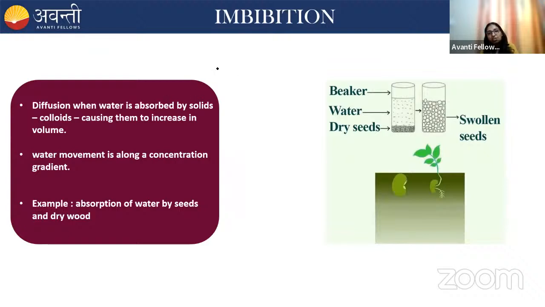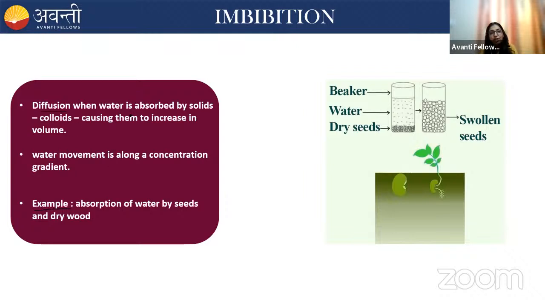Next is imbibition. You have observed that during the rainy season, the wooden doors get swollen. It's very difficult to lock the door, right? In rainy season, we have observed this thing, right? And if we put the seeds in the water, then the seed gets swollen. There's an increase in the volume. There's an increase in the size of the seed. It's because of the imbibition.